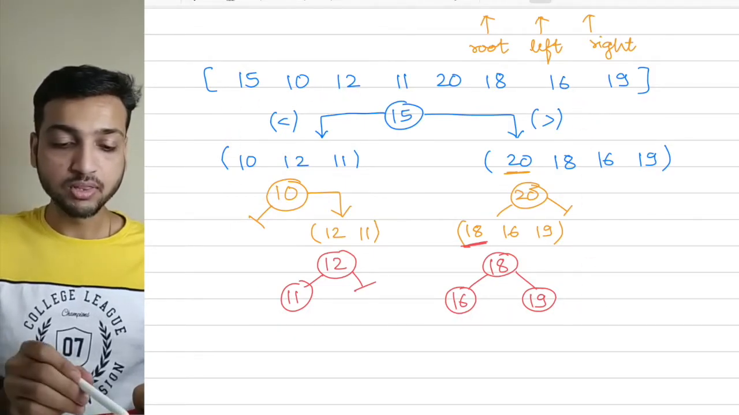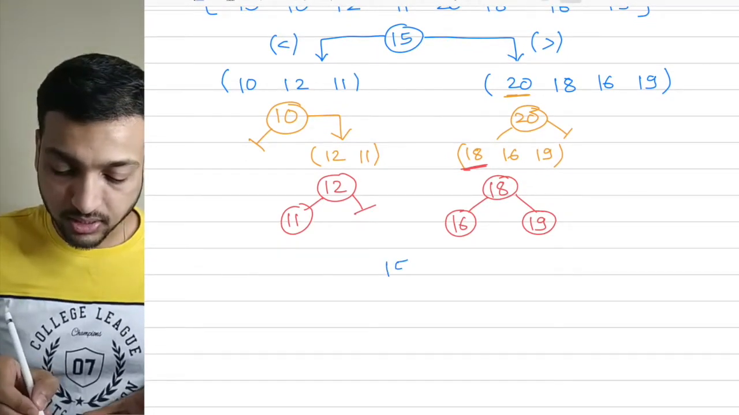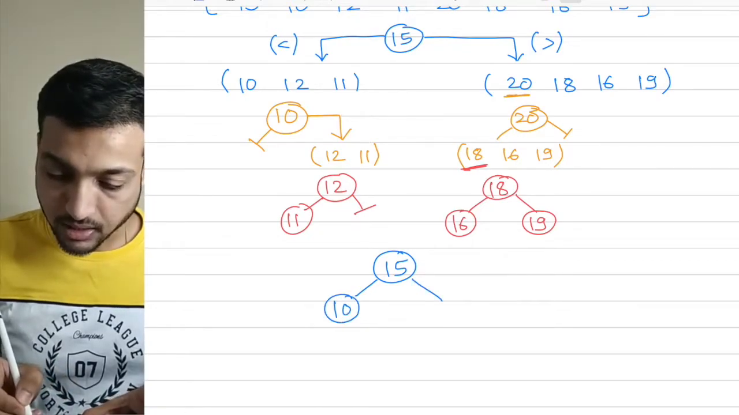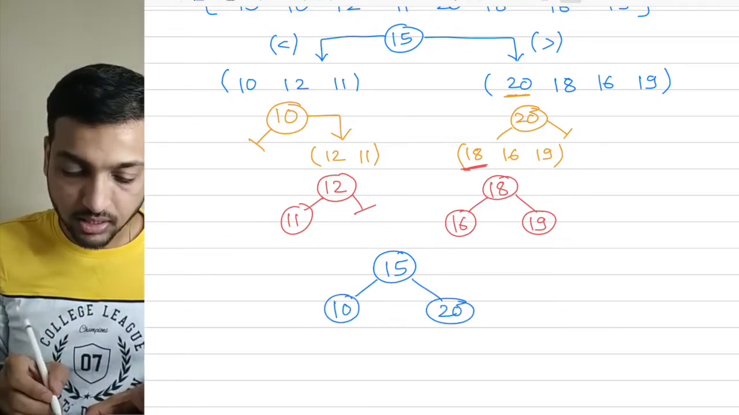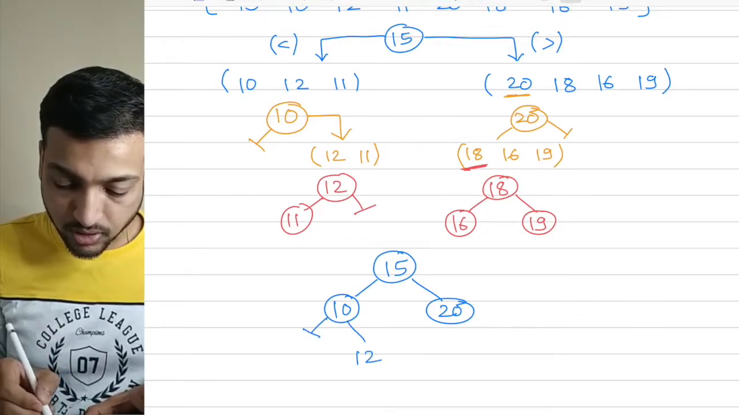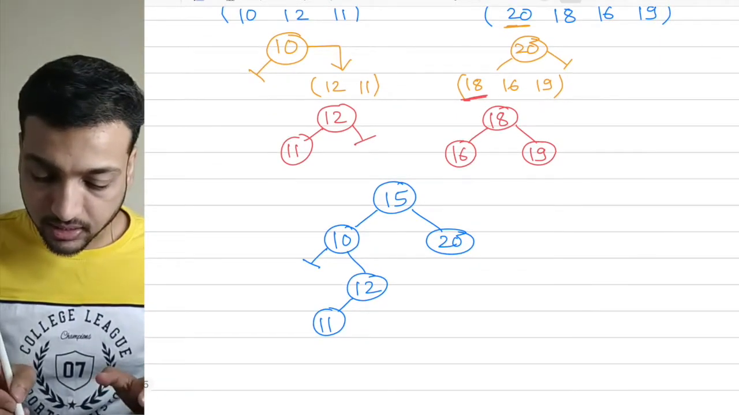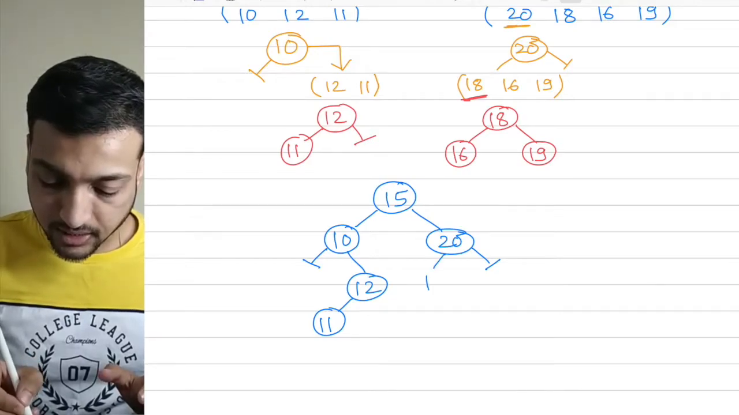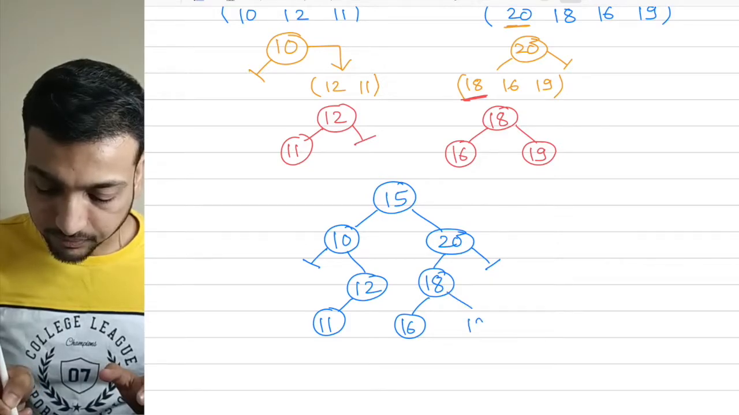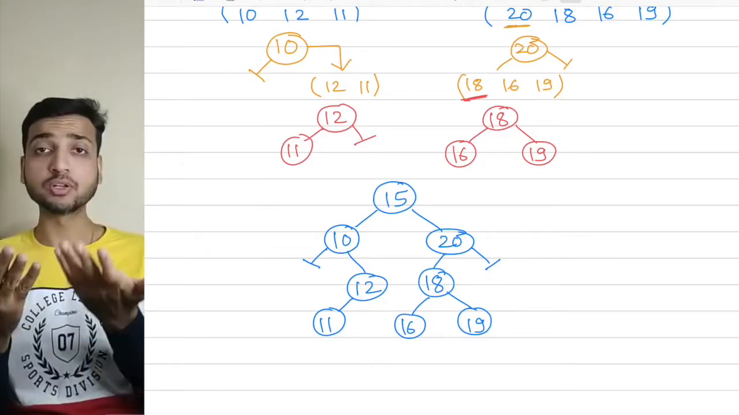Okay, now let's quickly rewrite this tree so that it is easy to follow. So 15 and 10 comes here and 20 comes here, okay, and then this is less than 10, nothing. So here comes 12 and here comes 11, okay, and then 20, there is nothing greater than 20. Less than 20 we had 18, and then we had 16 here, and we had 19 here. Yes, so this is my original binary search tree whose pre-order sequence was given.